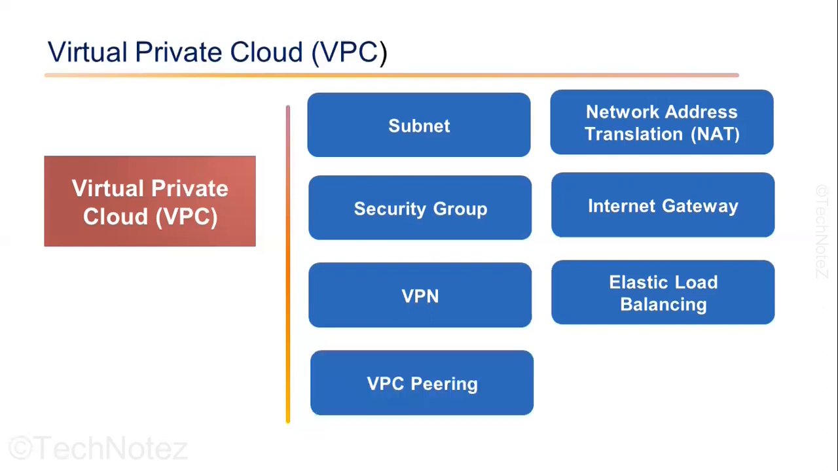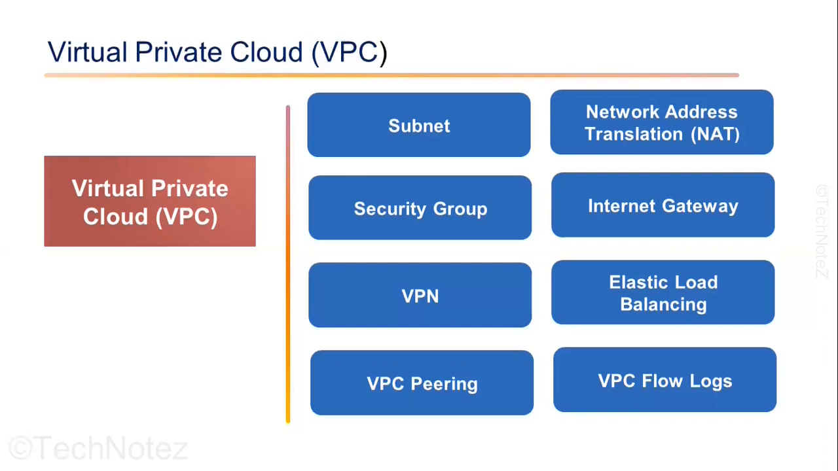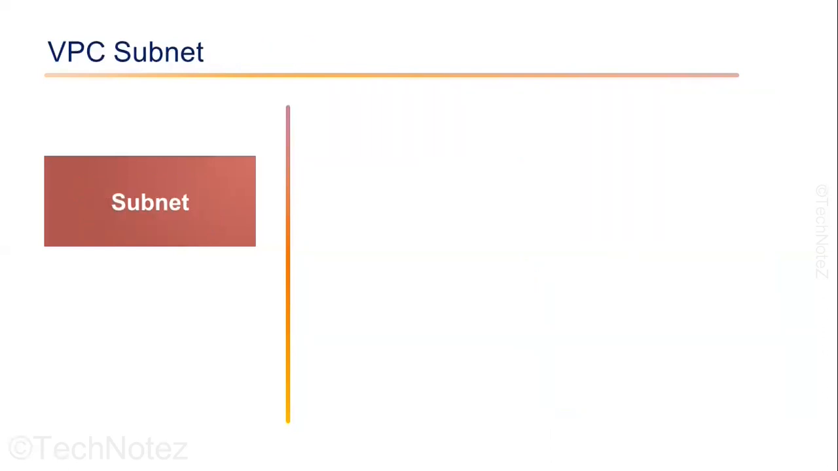VPC peering. VPC peering enables you to connect two VPCs together to allow the communication between instances in the connected VPCs. VPC flow logs enable you to capture information about the IP traffic going to and from your VPCs. We will talk about these core components in more detail in the coming slides. So first, let's talk about subnets.